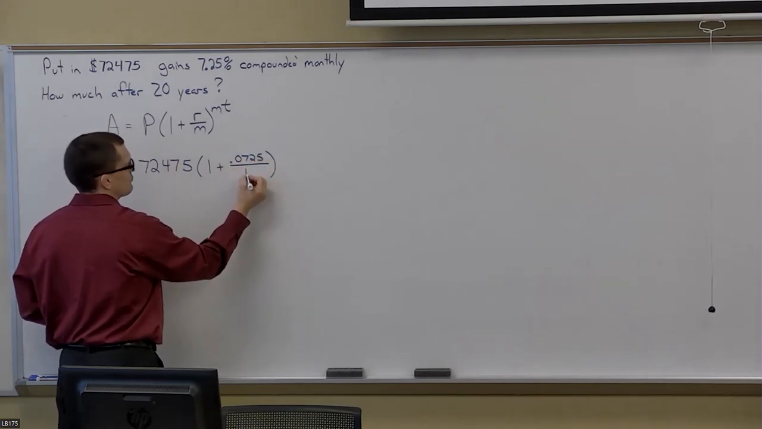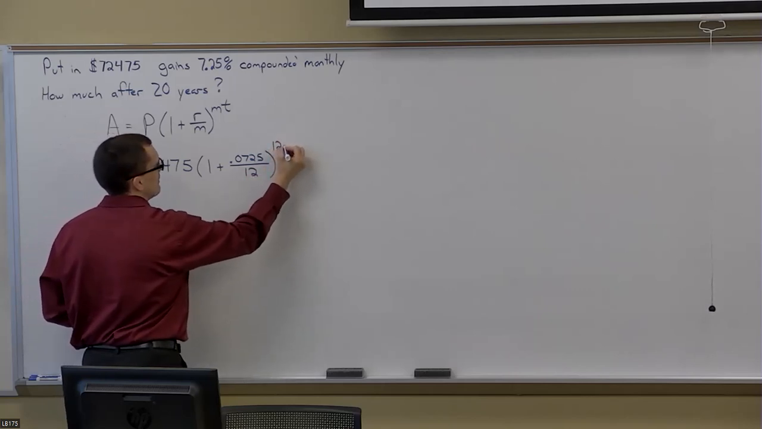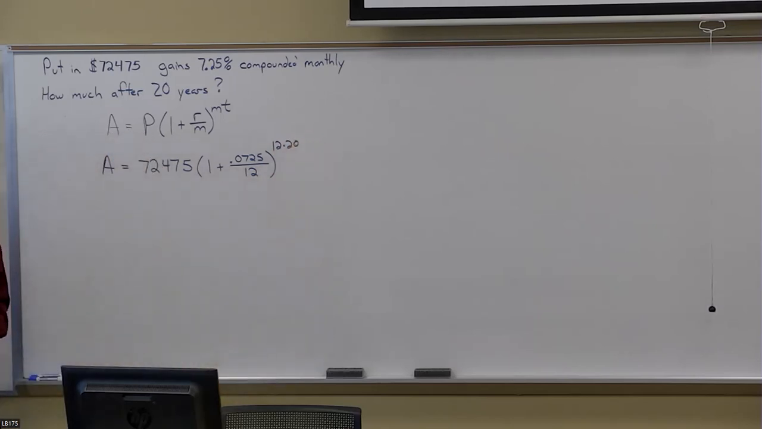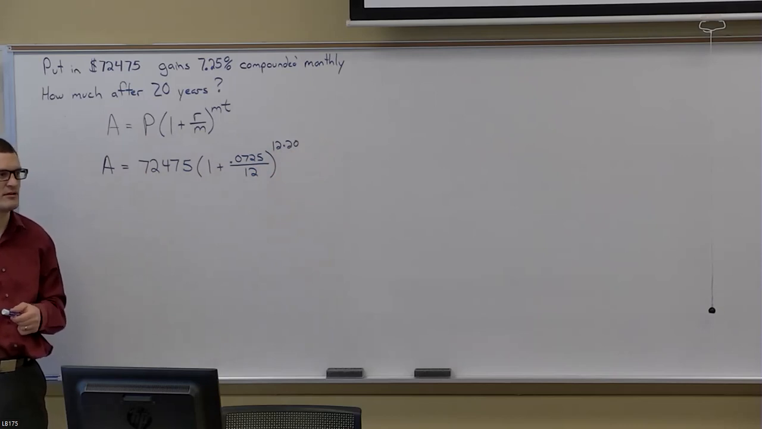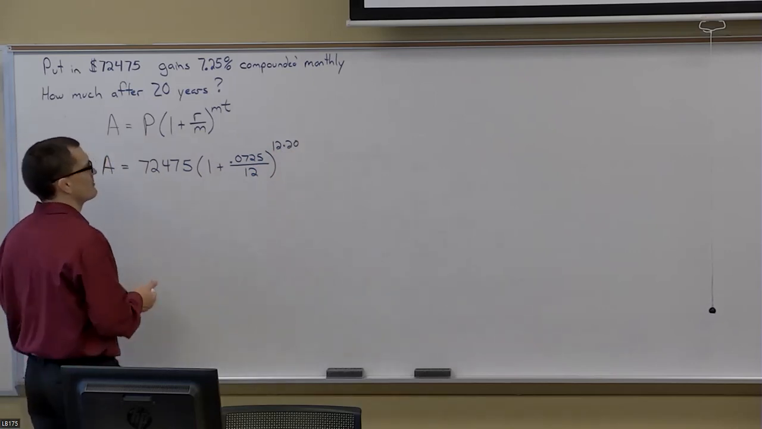Divided by an M of 12. And then my exponent is going to be 12 times 20. Okay. By the way, 12 times 20 is 240. So when I type that into my calculator, I tend to just write 240. I'm gonna write that, maybe I'll write that over here, 240.